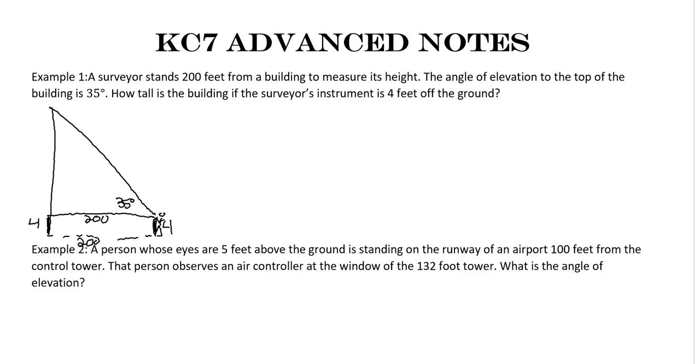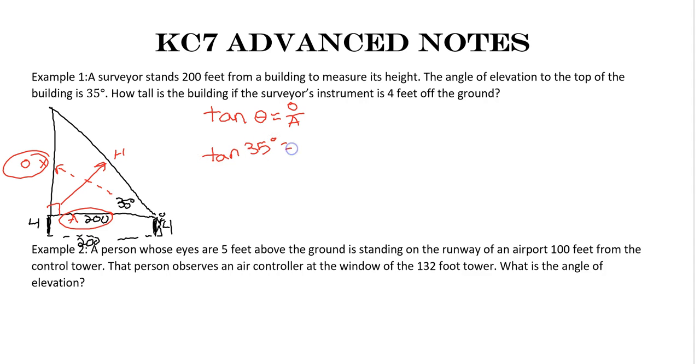I want to solve for the height, so I am going to solve for this opposite side. I have my hypotenuse, the opposite, and the adjacent side. I'm going to use tangent because I have the opposite and the adjacent. So tangent of theta equals O over A. Tangent of 35 degrees equals x over 200. I put it over 1, so x equals 200 times the tangent of 35.